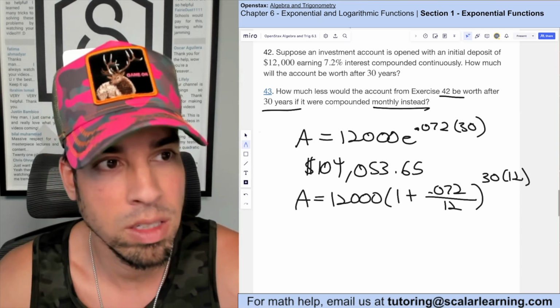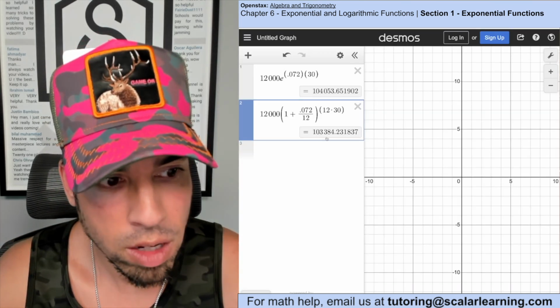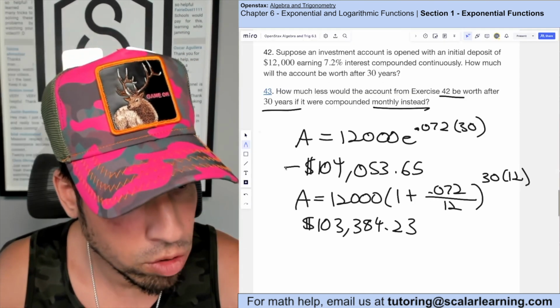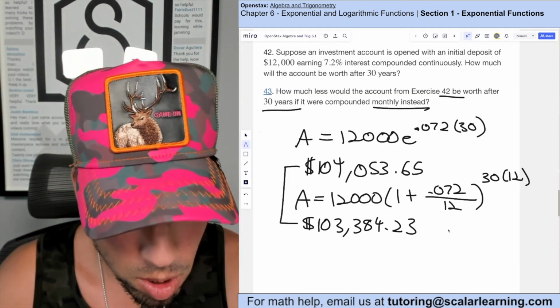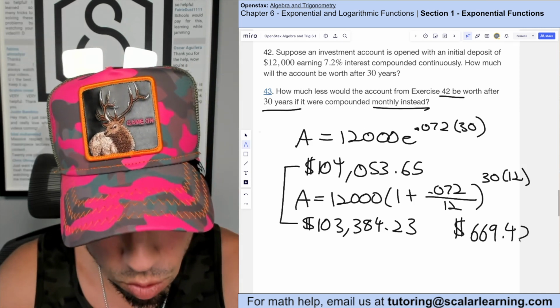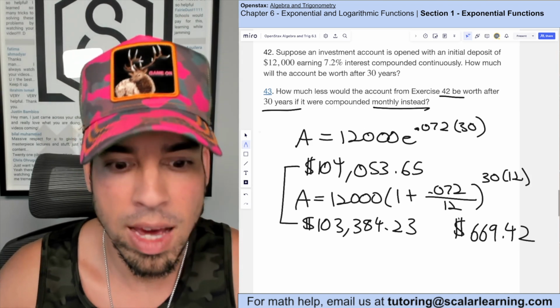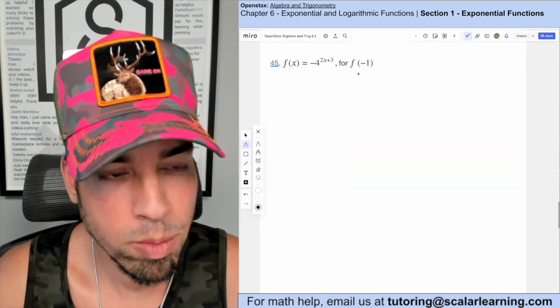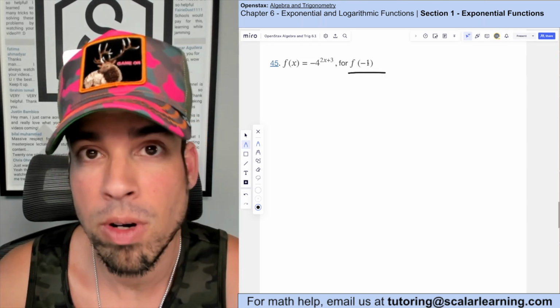So let's calculate this in Desmos. So here we get $103,384.23. And so when we take these two values and subtract them, you end up with 669.42. So that is how much less it would be if you compounded it monthly. Boom, done. For this one, we're meant to plug and chug, aka solve for f of -1.